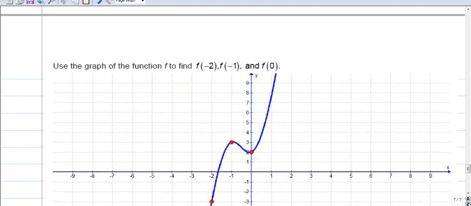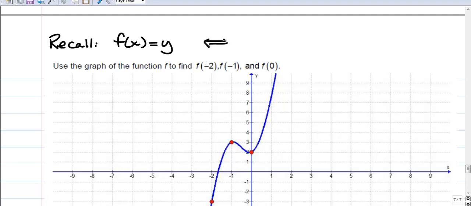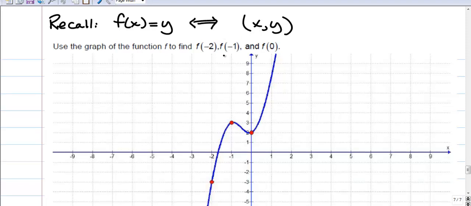So, if you remember, f of x equals y. That is what f of x means. So, if you're asked to find f of a value, then you're asked to find its y value, its output. And so, really, what's going on here, when you're given something like f of negative 2, basically it's telling you that the x-coordinate is negative 2, and f of negative 2 equals the y-coordinate.